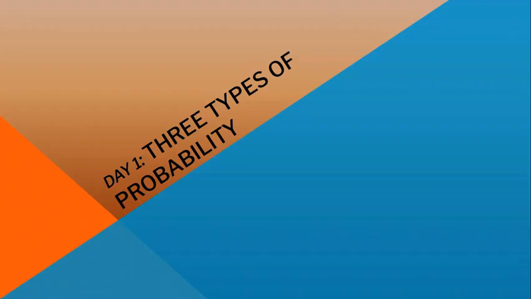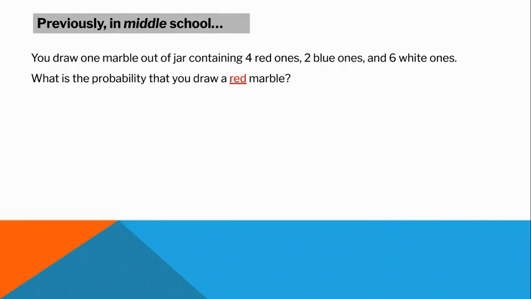There are 3 different types of probability we're going to talk about. The first one is, we're going to reminisce about middle school. If you draw 1 marble out of a jar containing 4 red, 2 blue, and 6 white, what's the probability that you draw a red marble? Well, there's 4 red and there's 12 total.